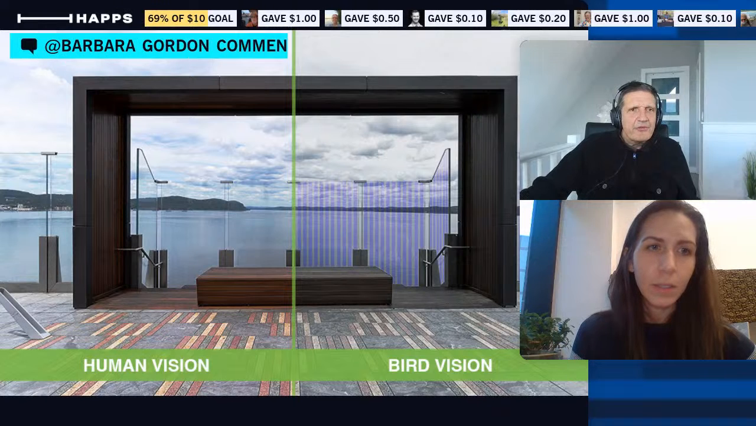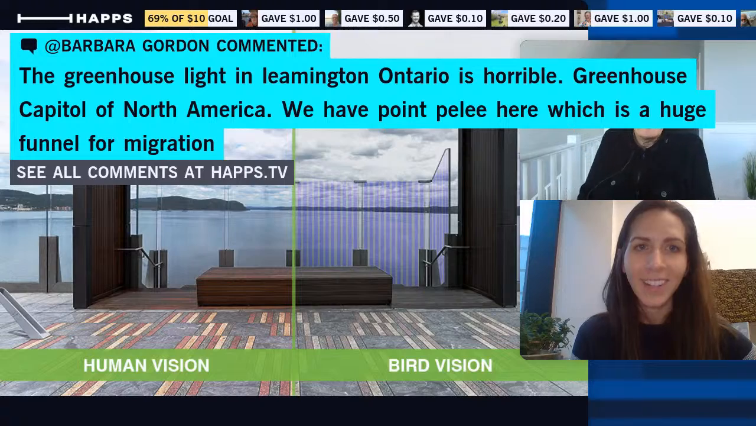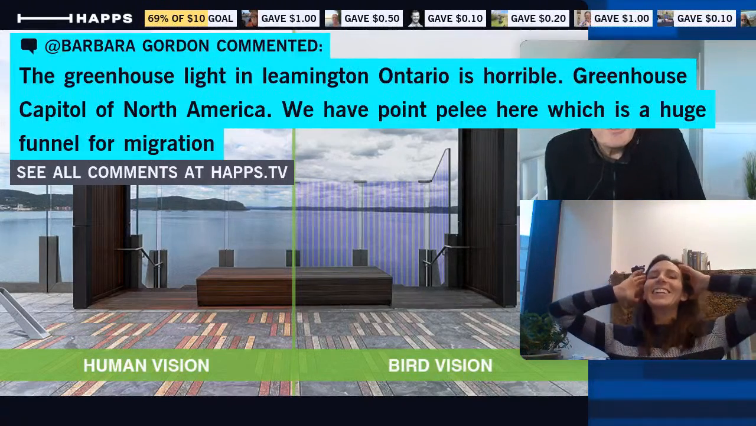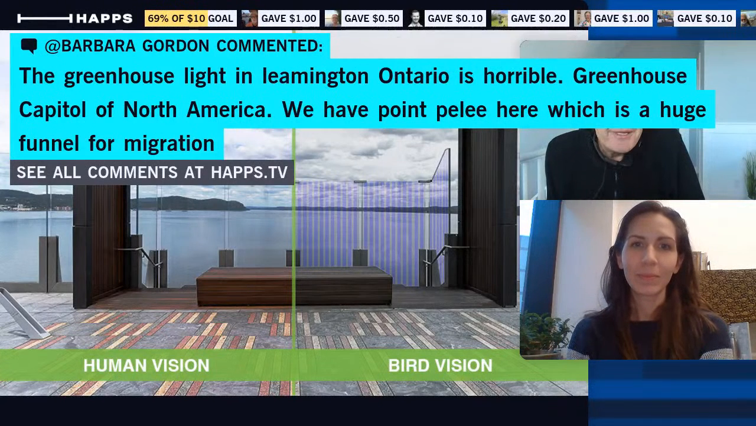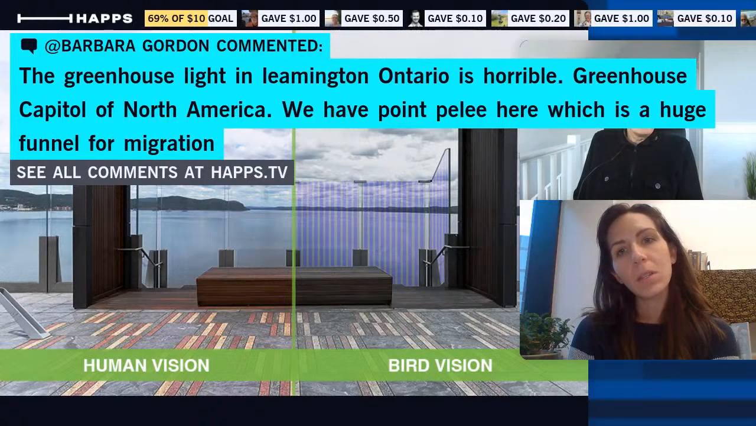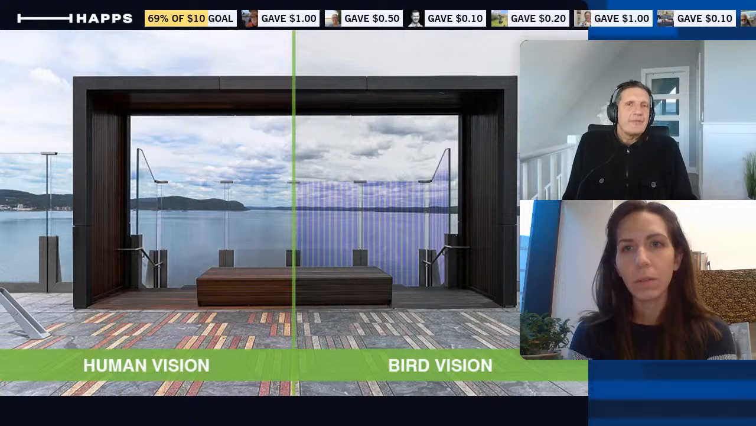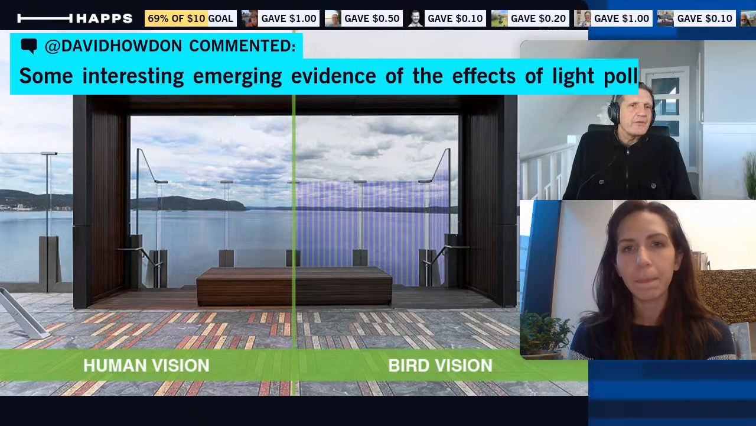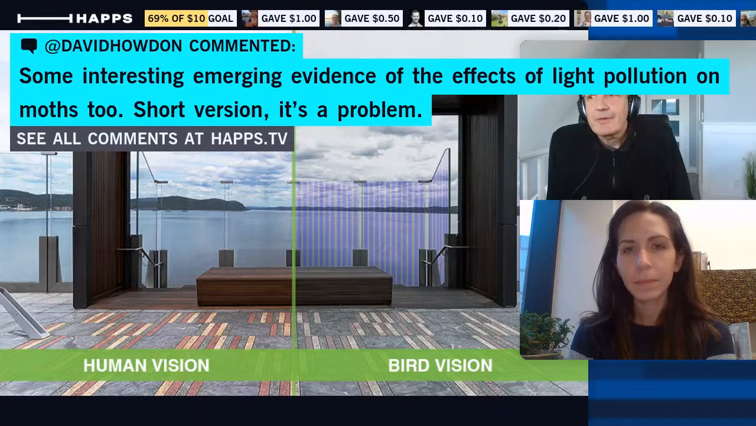I'm just going to put up this comment, to say there's also anti-Canadian propaganda here. The greenhouse light in Leamington, Ontario is horrible, greenhouse capital of North America, and I would completely agree with you. We have Point Pelee here, and it is a huge funnel for migration. Yeah, that's exactly a good point, right? So are these greenhouses for growing food or flowers? I think that's what it is. Yeah, that's what Barbara's referring to. Absolutely. But let's talk a bit about the regional level.